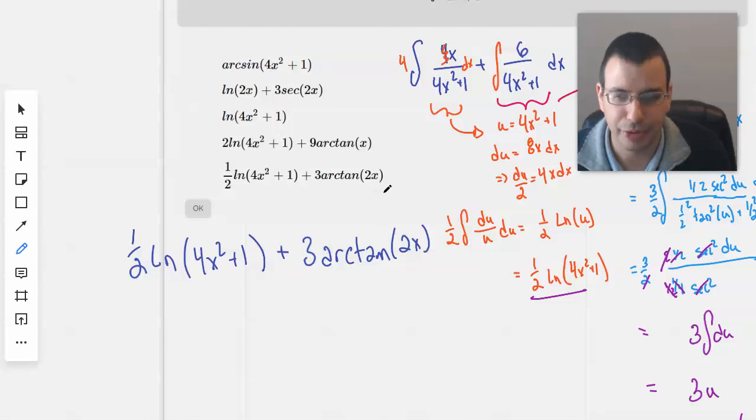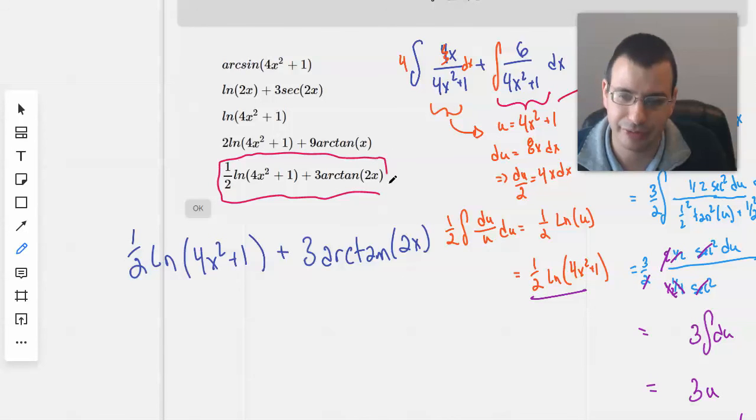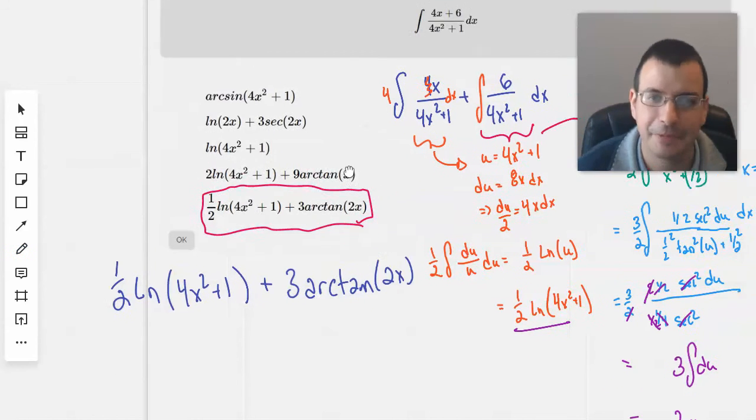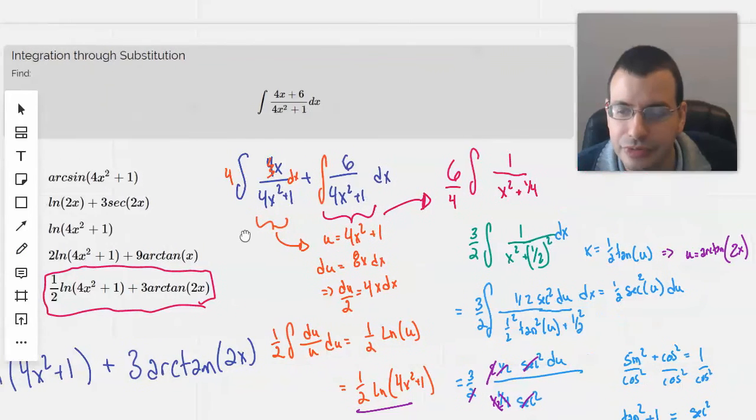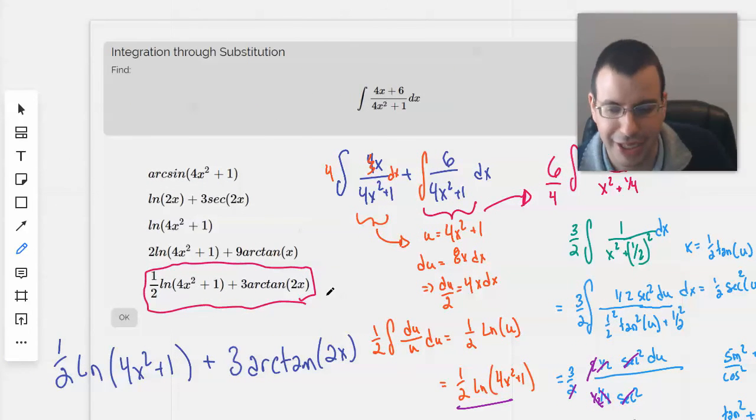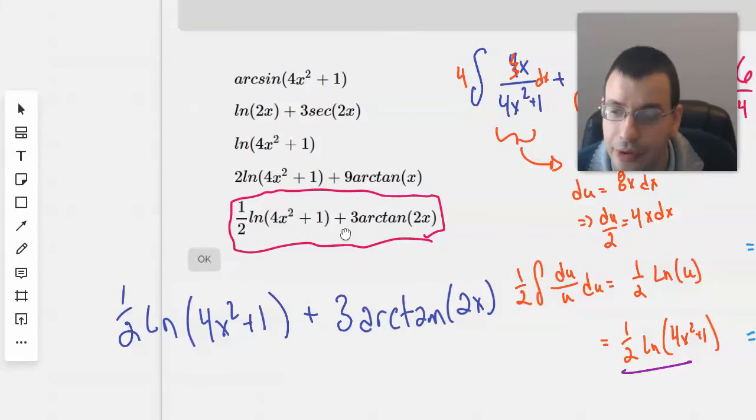I'll be honest, I'm a little bit surprised. Whenever I do that many calculations, I'm like, I had to have missed something. And I usually do. Okay. So, and then plus c. It's a solution.